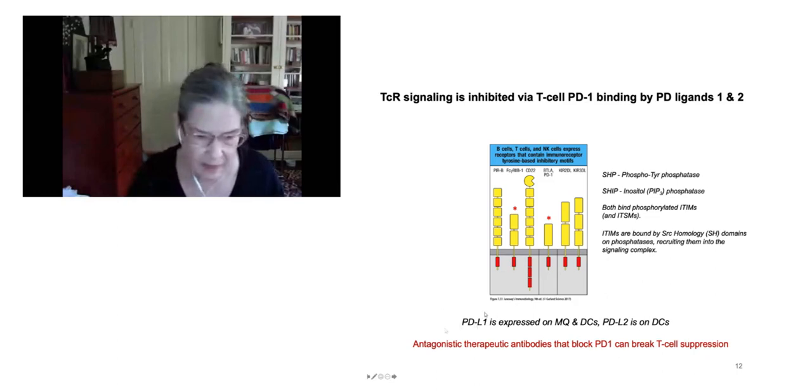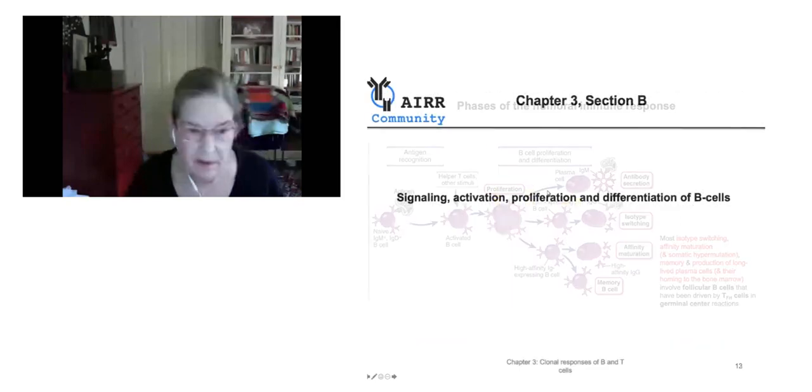And by the way, antibodies against PD1 will block PDL1 from binding to PD1, and therefore it can't signal that way. That's a therapeutic drug.